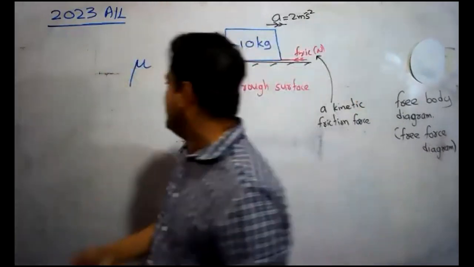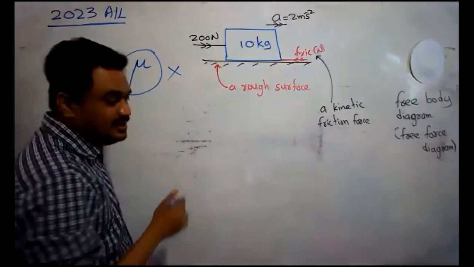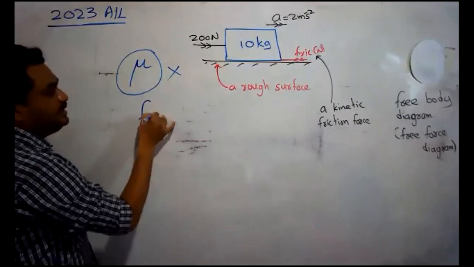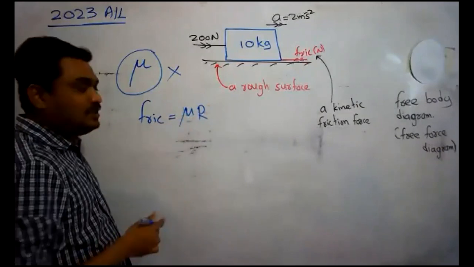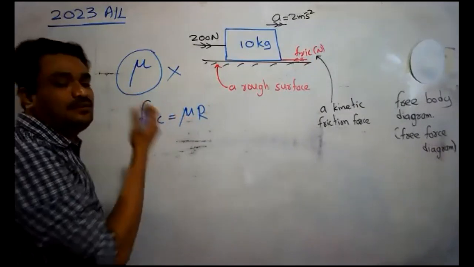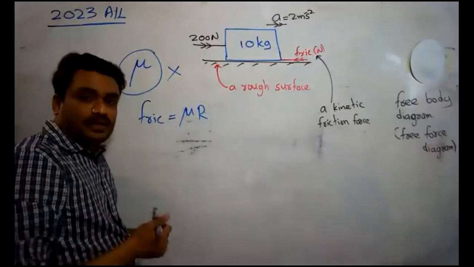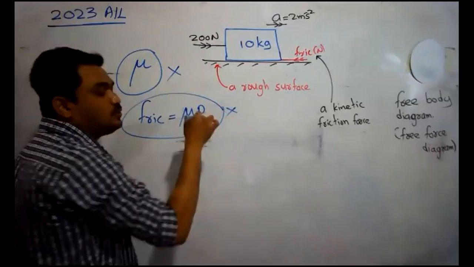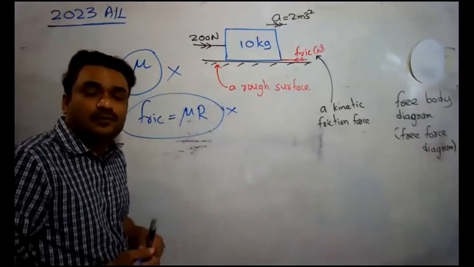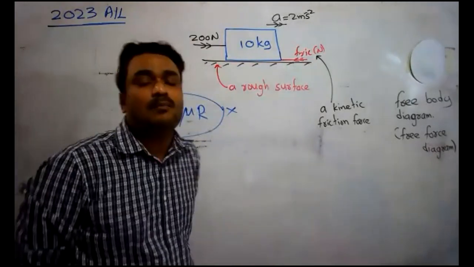It is not given. When the value of mu is not given, do not use this equation to calculate the friction force. Why? If you don't know mu, you can't find friction force. Mu is not given. So we cannot use this equation to find the friction force. Then how do we find the friction force? Somebody?